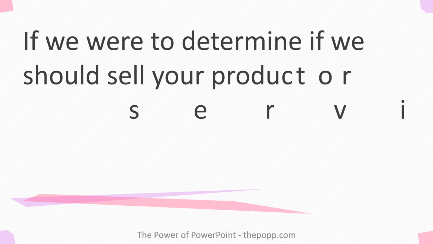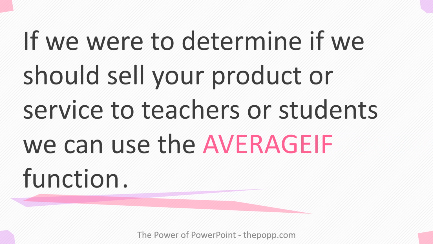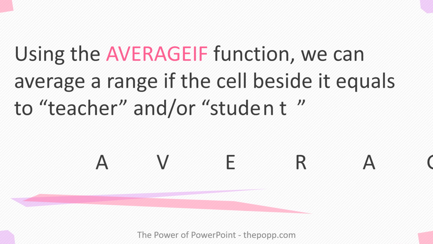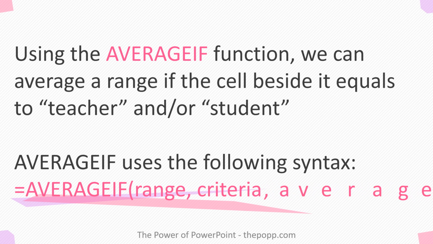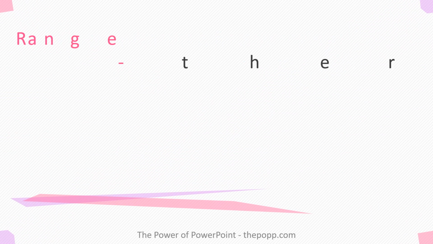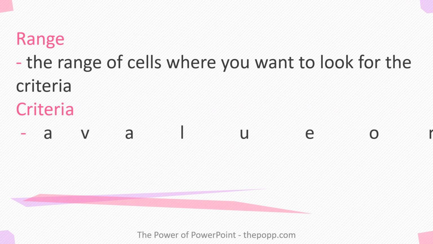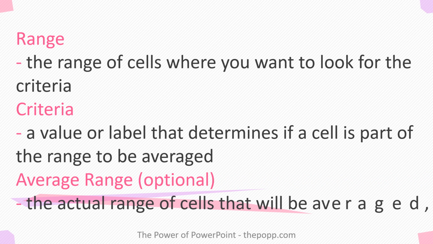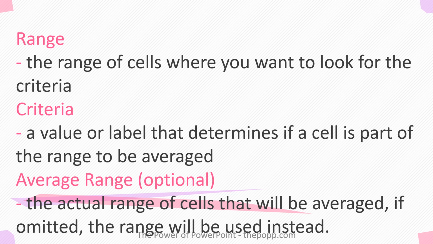If we were to determine whether we should sell our product or service to the teachers or students, we can use the average if function. Using the average if function, we can average a range if the cell beside it equals teacher or student. Average if uses the following syntax: average if, range, criteria, average range. What is range? Range is the range of cells where you want to look for the criteria. Criteria is a value or label that determines if a cell is part of the range to be averaged. Average range is the actual range of cells that will be averaged. If omitted, the range will be used instead.